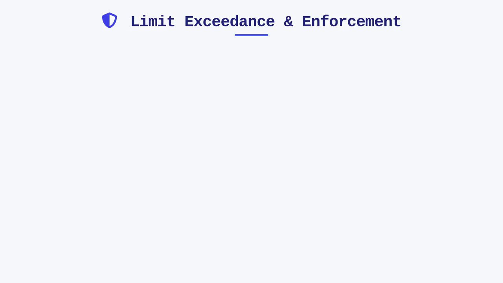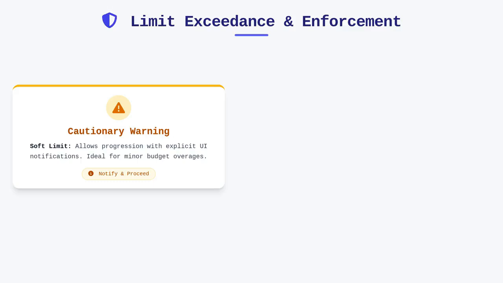The behavior of the system when a limit is exceeded is determined by your configuration of threshold checks and enforcement levels. You have the flexibility to implement a multi-level strategy that differentiates between cautionary warnings and hard stop preventions. For instance, you might choose to allow a user to proceed with a purchase requisition even if it slightly exceeds the monthly budget, provided the system issues an explicit notification through the user interface.